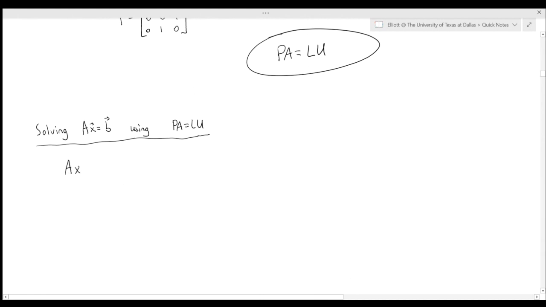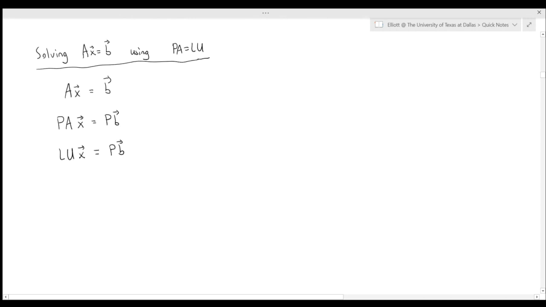So it's pretty similar to before, just a small modification. So if we start with the equation AX equals B, what we can do is first multiply both sides on the left by P. All right, so then we can replace PA with LU, since PA is equal to LU. Then at this point, it'll work basically the same as before.